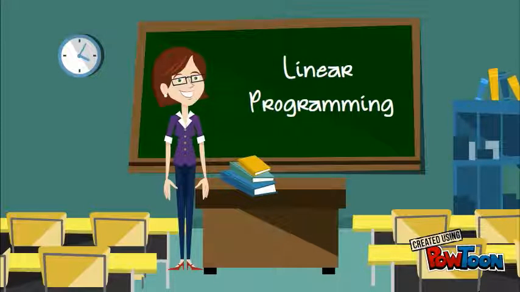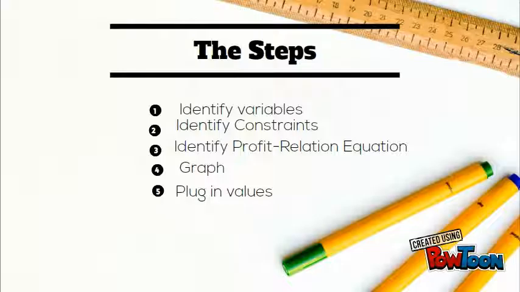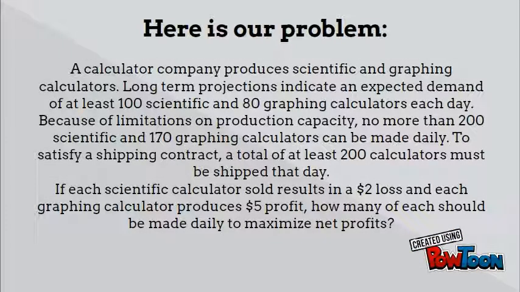Hello, today we will be learning how to solve linear programming problems. There are 5 simple steps to solving linear programming problems consistently. First, it is important to identify the variables, constraints, and profit relation equation. Next, graph the inequalities. Find your points in the area given and plug the values in to either maximize or minimize the output. Okay, so here's our problem.